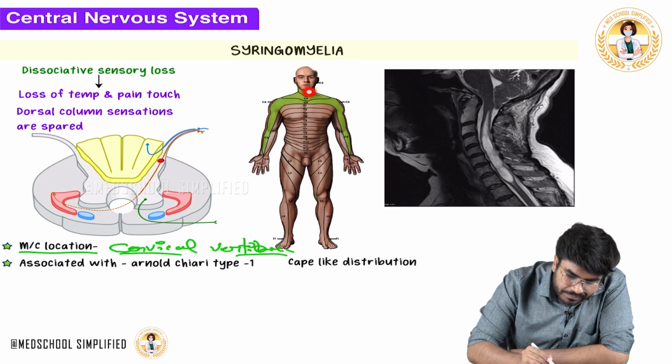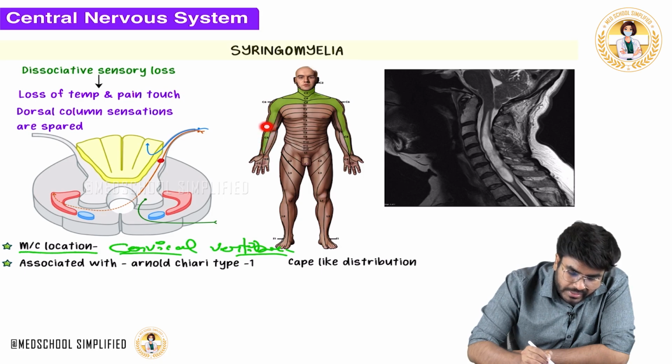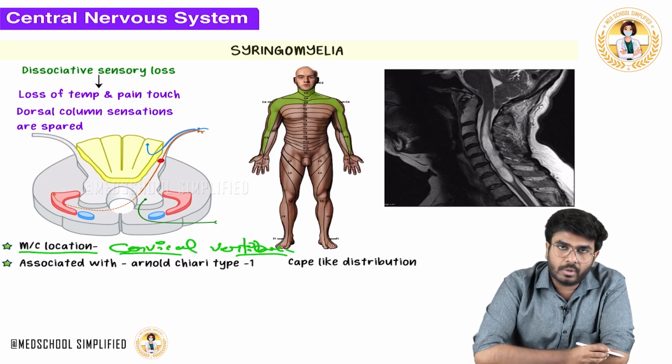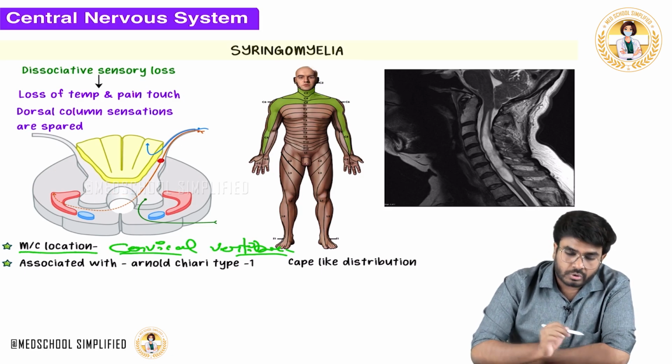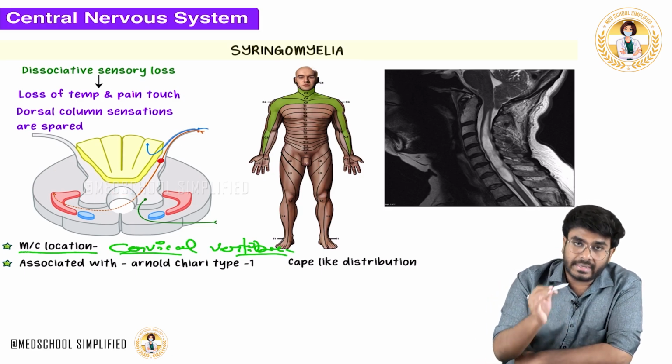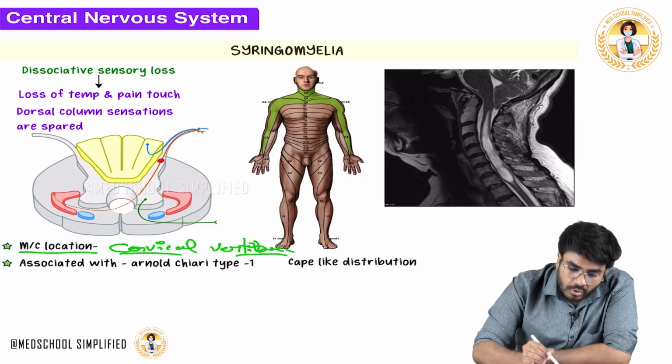C3 is covering this area, C4 is covering this area, and the C5 spinal nerve is going to cover all this area, which means it takes touch, pain, temperature, pressure, primitive sensations from this part of the body. For example, in this region a syrinx is forming, so those spinal nerves will be affected, and the patient is going to lose primitive sensations from this part of the body.